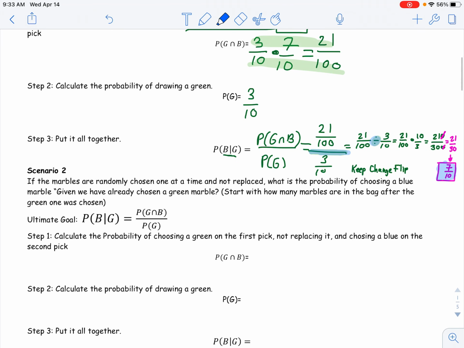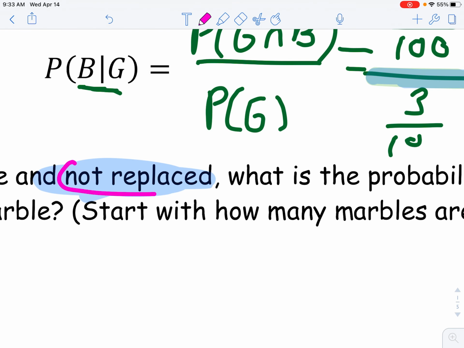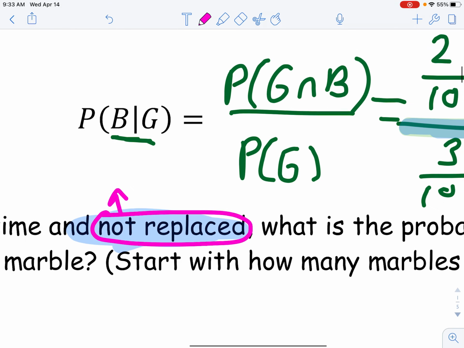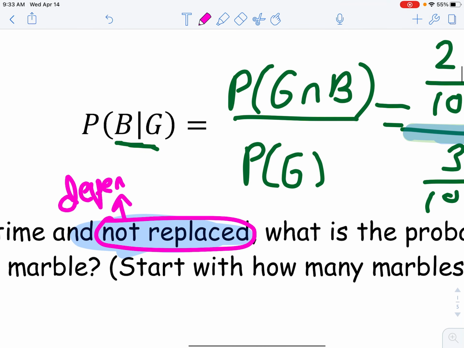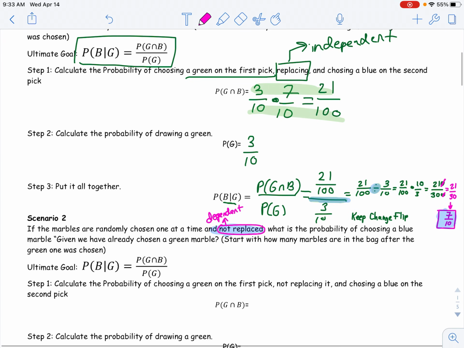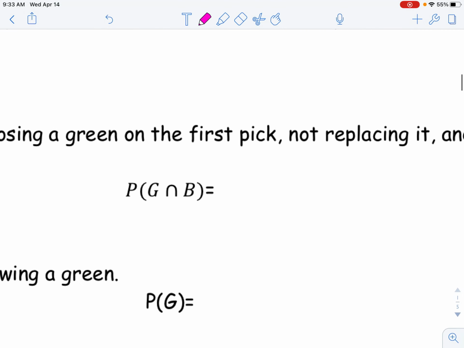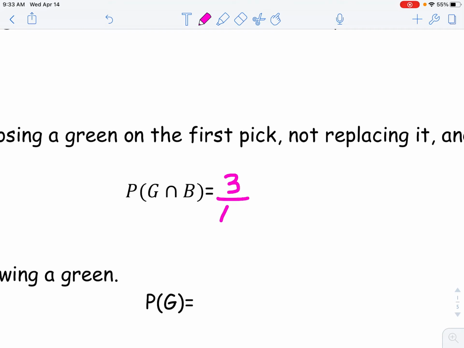All right, so scenario 2 is the same thing, except now we're not going to replace it. And remember, not replaced goes with dependent. So what is the probability of choosing a blue marble given that we have already chosen a green marble? All right, so step one, notice that green, I get a 3 out of 10, but getting a blue one next, it's not 7 over 10 anymore. There's still 7, but now it's 7 over 9 because I kept a marble.